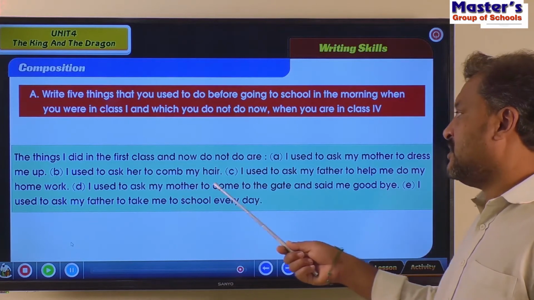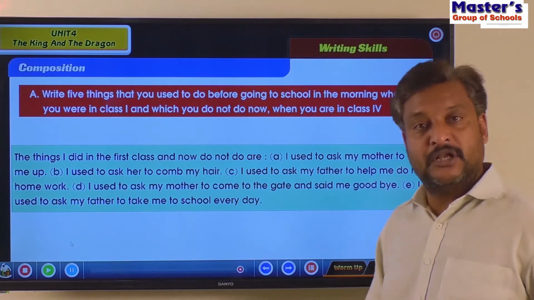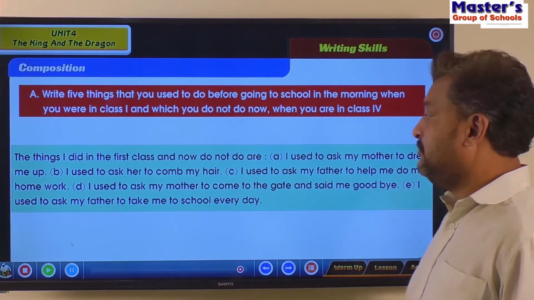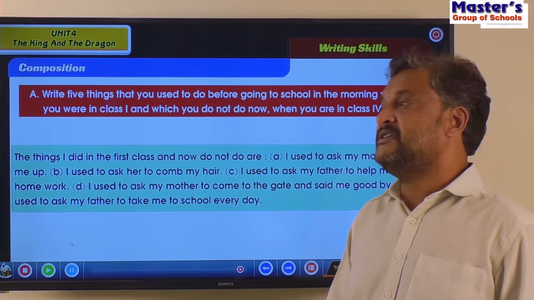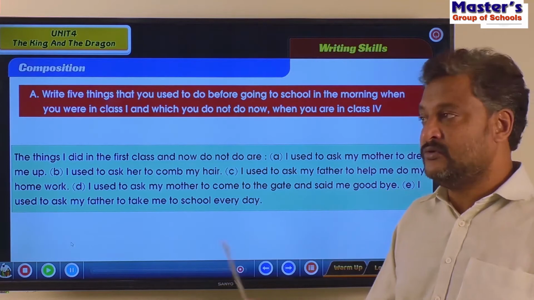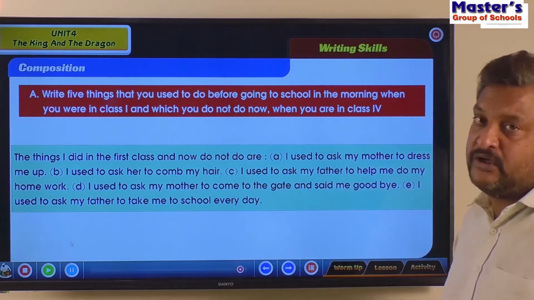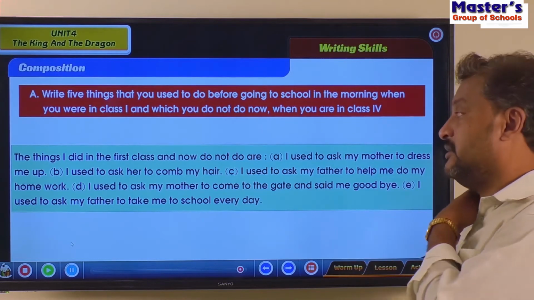B, I used to ask her to comb my hair. I never knew how to do it. Now I can do it. C, I used to ask my father to help me do my homework. Always I asked my father to sit along with me and help me to do my homework. Now I do not do that. Only if I have some doubts, I will go to my father.